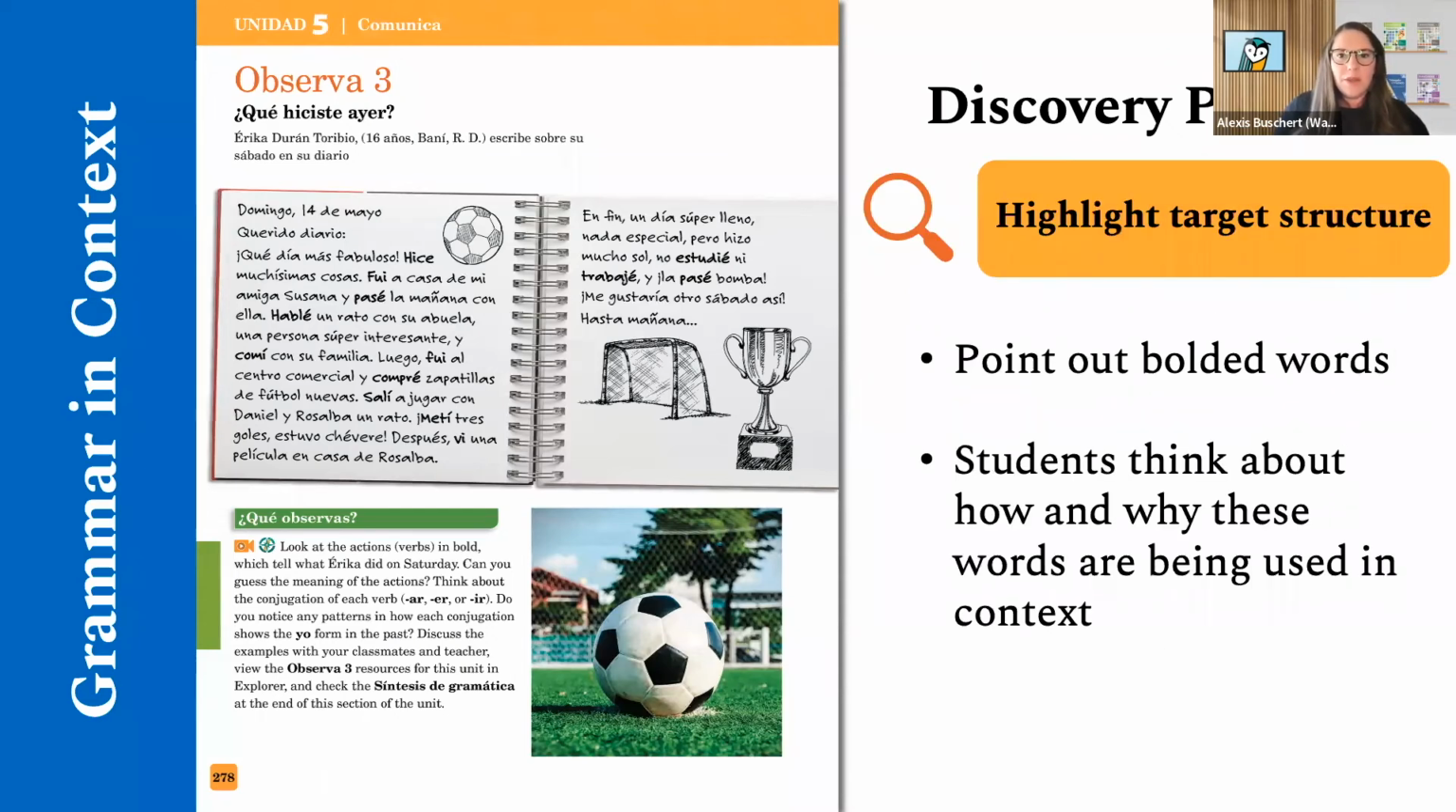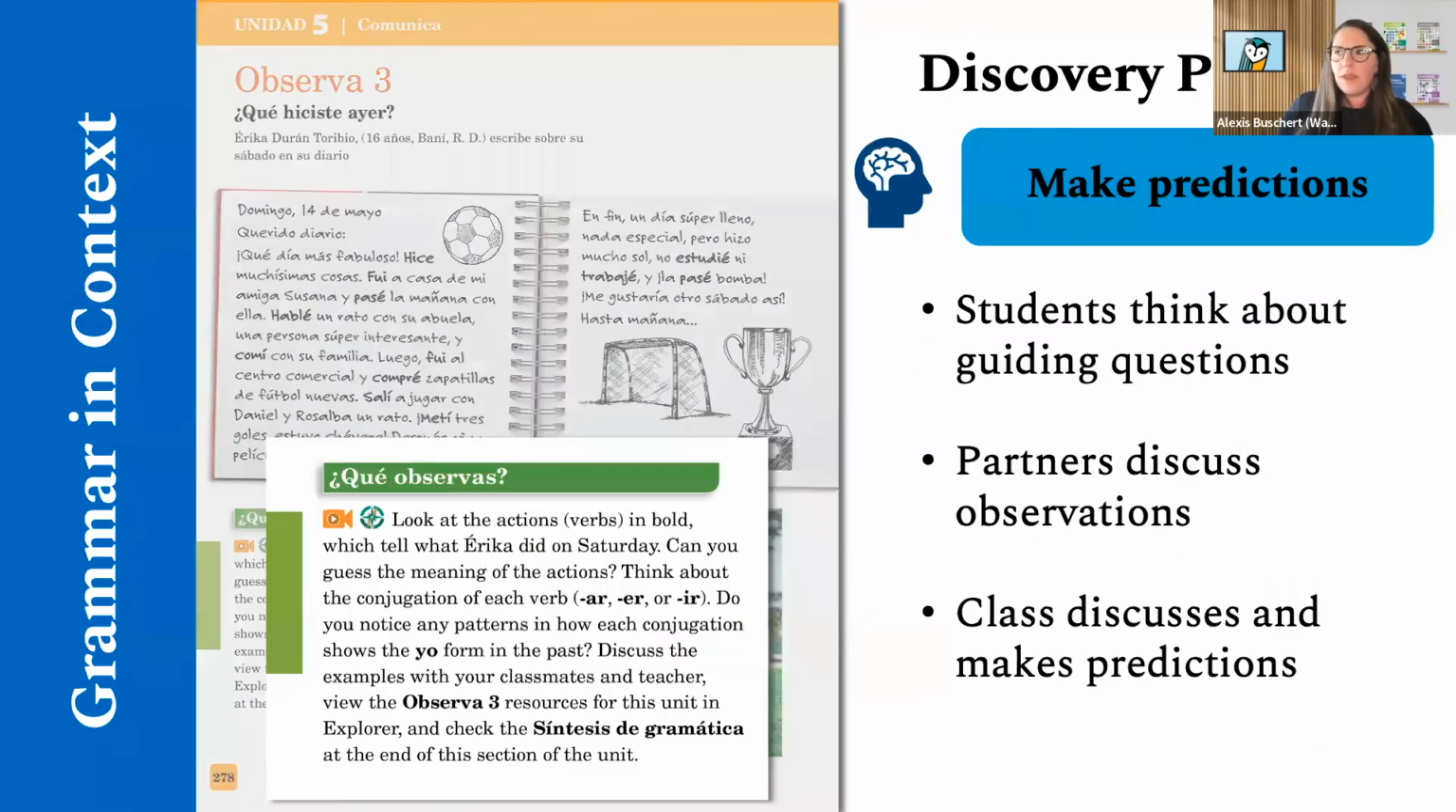Then the next step is to draw students' attention to that target structure. Ask them to look for anything that makes these words different from the ones around them, or maybe they notice a pattern going on here. The third step is to have students take their observations a step further by making predictions about what they think the structure is communicating and how it's formed.